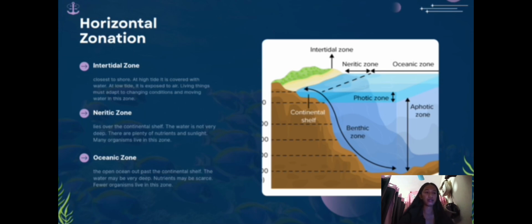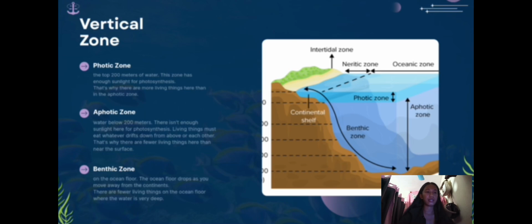Next is the oceanic zone. The oceanic zone is the open ocean. It is very deep and has fewer nutrients, so fewer organisms live here. For example, whales, dolphins, sharks, tuna, and swordfish, and many more. So next is the vertical zonation. The vertical zonation also has three zones, which are the photic zone, aphotic zone, and benthic zone.